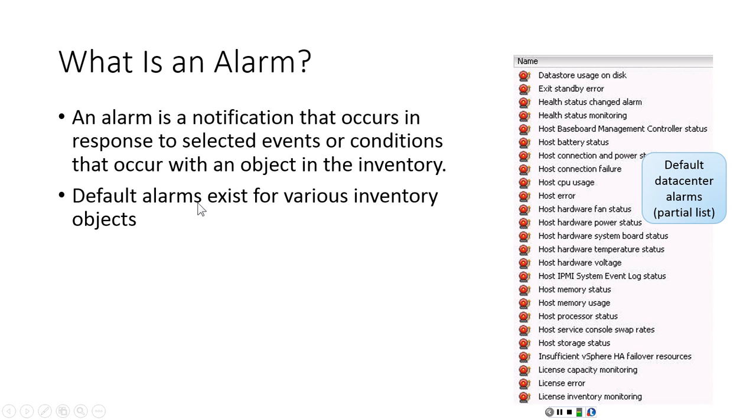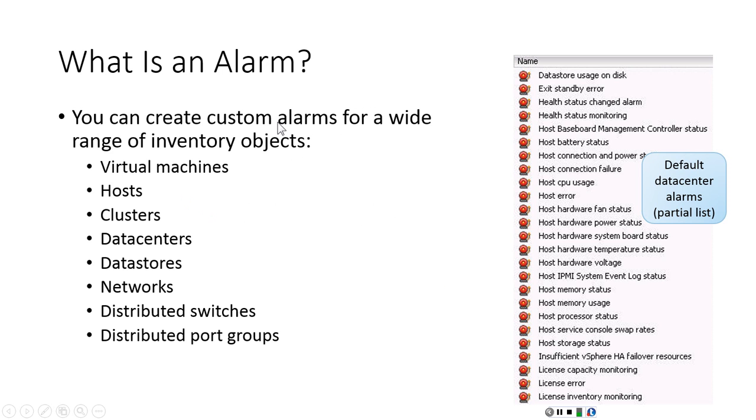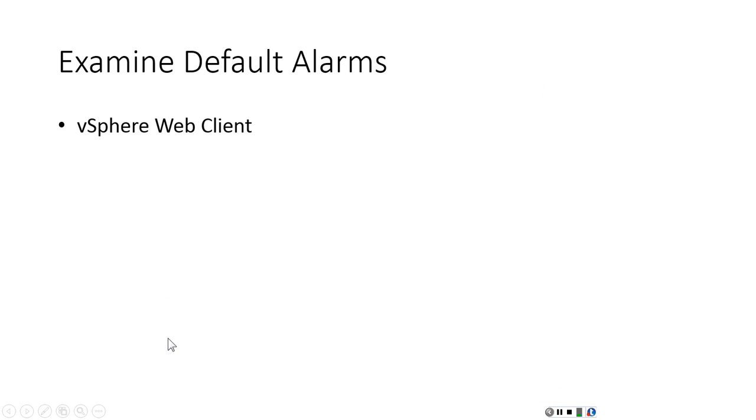There are default alarms, and then you can create your own custom alarms for a variety of inventory objects, including virtual machines, hosts, clusters, data centers, data stores, networks, distributed switches, and distributed port groups. Let's look at the default alarms in the vSphere web client.